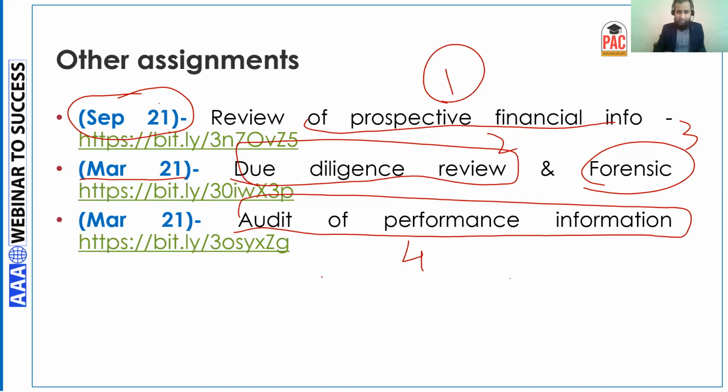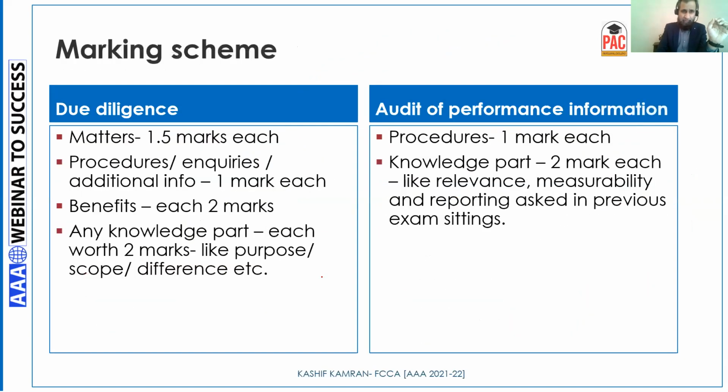Okay, so is everyone clear with this? I hope you are all clear with the marking scheme. I did mention the marking scheme when I was discussing the topic. In due diligence, matters are 1.5 marks. Procedures are 1 mark. If any knowledge area comes, like benefits covered in my previous webinar, 2 marks. Any knowledge part is 2 marks in due diligence. In performance information, 1 mark for a procedure. And then when you look at the knowledge part, every knowledge part is worth 2 marks. So I hope you're clear with the marking scheme of both the topics.